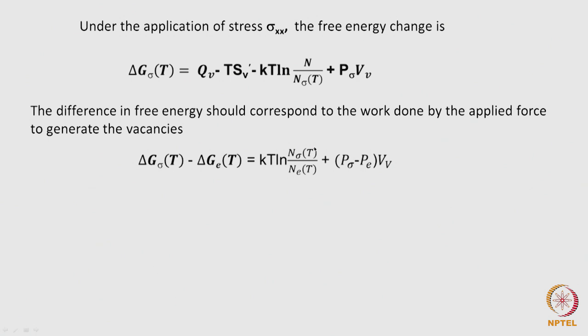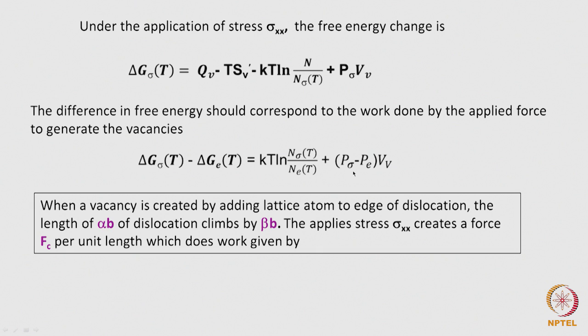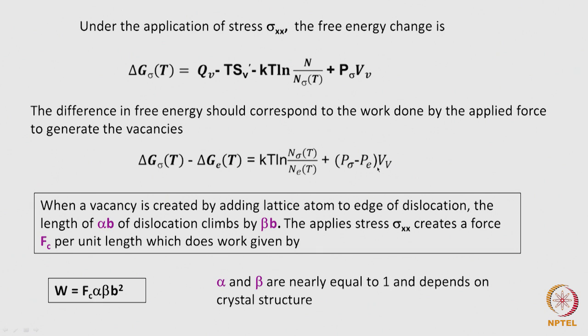N sigma T is the vacancy concentration on application of load. This is the equilibrium vacancy concentration at the same temperature, okay, and P sigma minus P is the one which is under thermal equilibrium condition. This is corresponding to the stress, this is the hydrostatic pressure, okay, when the load is being applied. The stress which is being applied is this hydrostatic pressure.